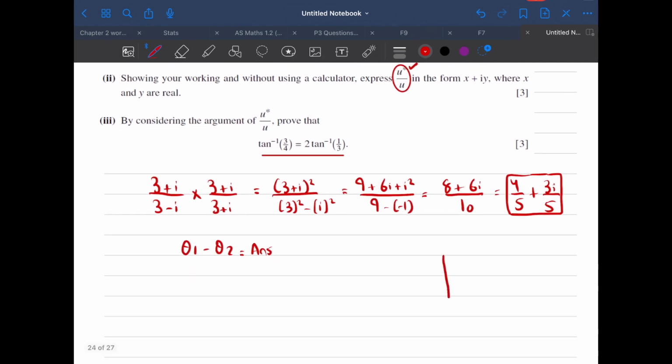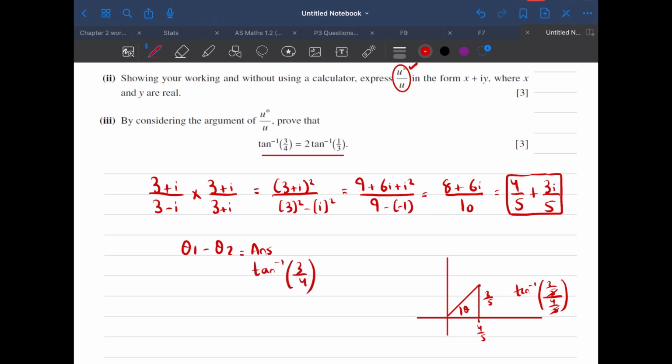Let's plot this. So it's going to lie somewhat here. 4 upon 5 is here. 3 upon 5 is, let's assume, here. Got this? Now, how will you get the angle, children? Tan inverse of 3 upon 5 divided by 4 upon 5. 5 and 5 cancel out. So let's write the answer here. You first divided, found its argument and wrote it here.